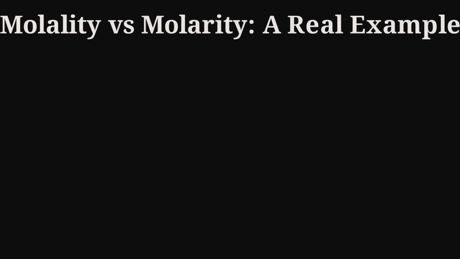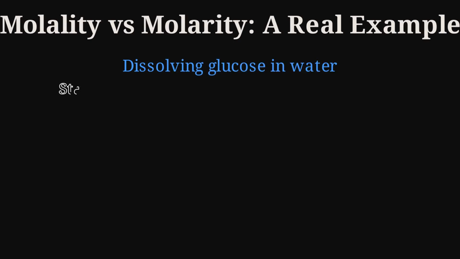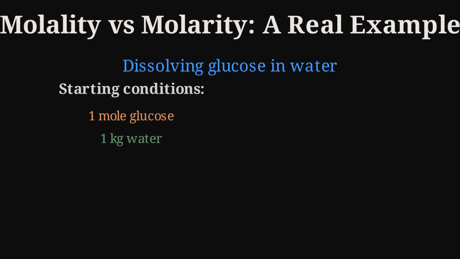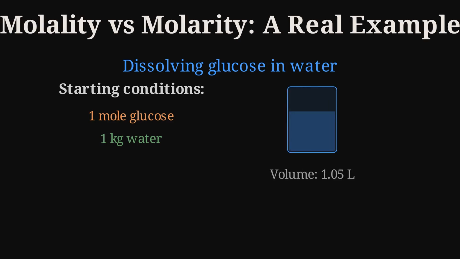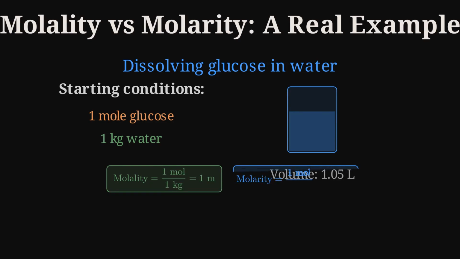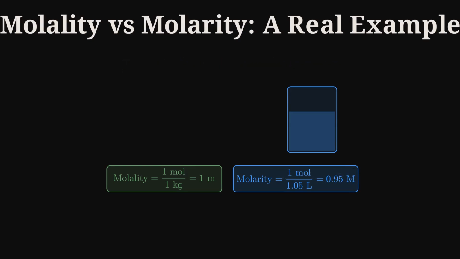Let's make this concrete. Imagine you're dissolving glucose in water. You have 1 mole of glucose and 1 kilogram of water. That solution is 1 molal. Easy. But when you add that glucose, the solution volume becomes slightly more than 1 liter, maybe 1.05 liters. So your molarity is 1 divided by 1.05, which is 0.95 molar. See? Same solution, different numbers.